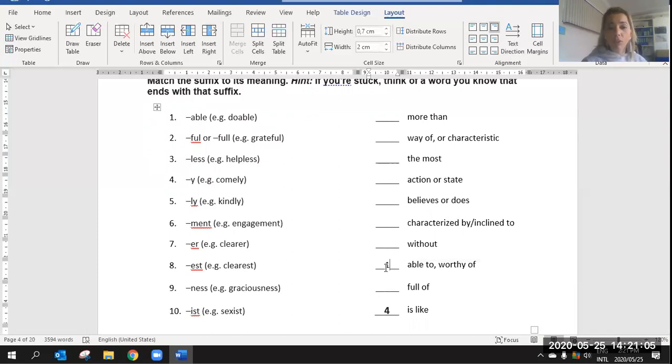Then if I look at number 2, full spelled with 1 L or full spelled with 2 L's, if I add that as a suffix to a word, for example, grateful, we know the word full means a bucket full of water. It means it is full, there's a lot of it. So then I can easily see here the meaning of full would be full of. Grateful is when I'm full of gratefulness. Okay. Yeah, here it changes the word completely.